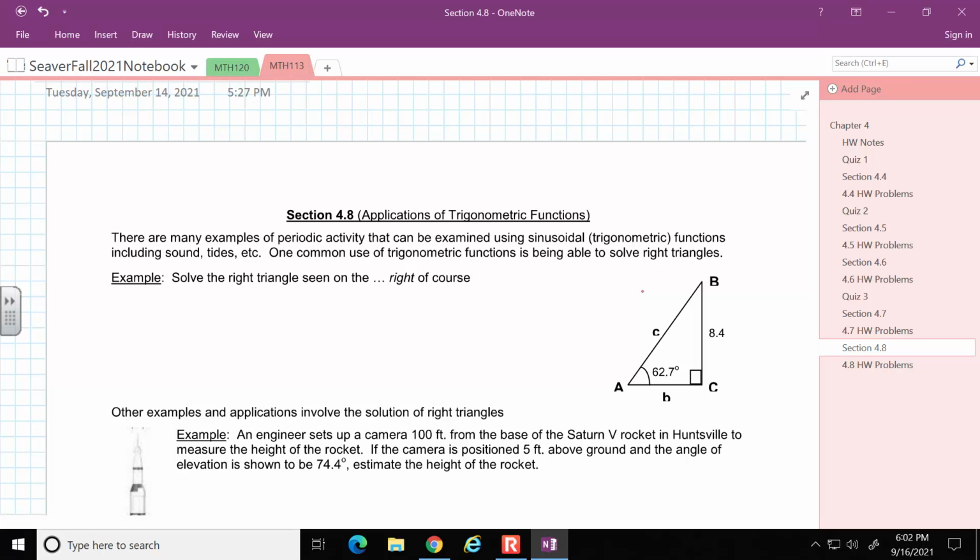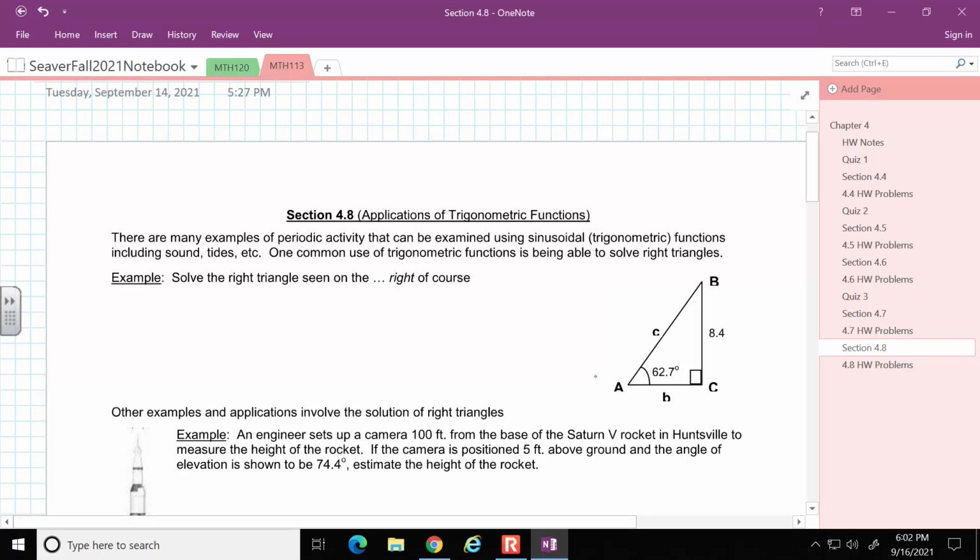So when I say to solve a triangle, that means I want to know all the side lengths, and I want to know all 3 angle measures, right? Whether that be degrees or radians is up to you. I like degrees when it comes to application problems, but radians are fine too, because as you get into calculus, some of the functions are specifically geared for radians. It says, solve the triangle seen on the right.